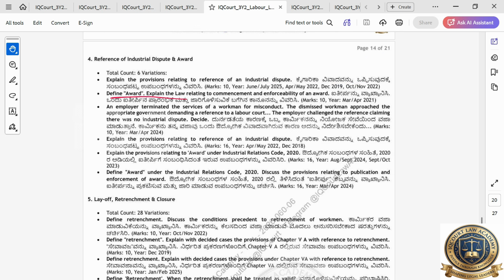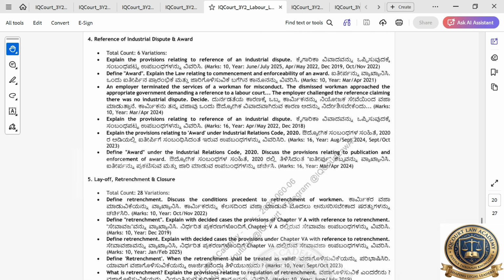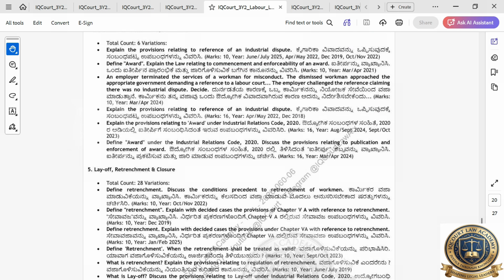Define award. Explain the law relating to commencement and enforcement of award. Then this question, I would say, is 50% important, not that important, but you can study this just for one page.